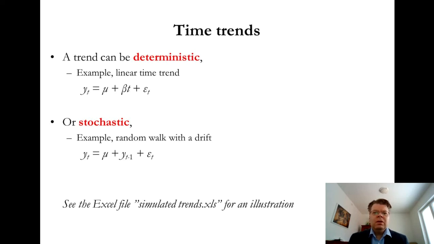In contrast, there is this kind of AR1 process that we considered when we have the so-called unit root, when this autocorrelation coefficient rho is exactly equal to 1. So remember these simulation examples, how that would look like. That would be an example of a stochastic trend where we can have, for example, a random walk with the drift. So this is the second equation where y in period t is dependent on y in period t minus 1. But then we also have some constant mu, which is referred to as the drift parameter.